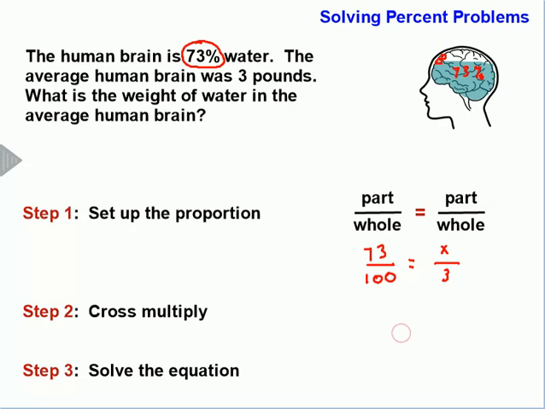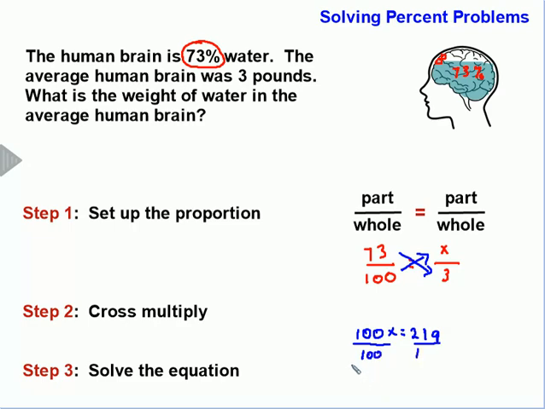First thing we'll do is cross multiply. 100 times x is 100x. And 73 times 3 is 219. So these are equal to each other. 100x is equal to 73 times 3, which is 219. Now we need to solve. We get x all by itself by using inverse operations.